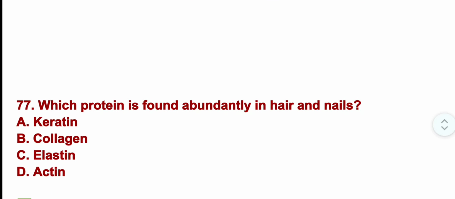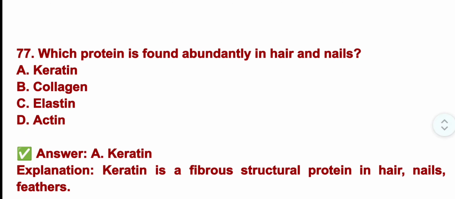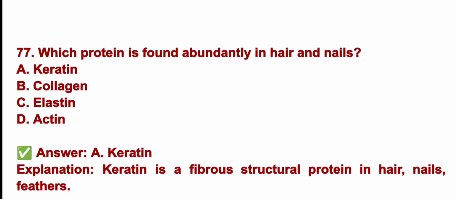Question number 77. Which protein is found abundantly in hair and nails? The correct option is option A, keratin. Keratin is a fibrous structural protein in hair, nails and feathers.